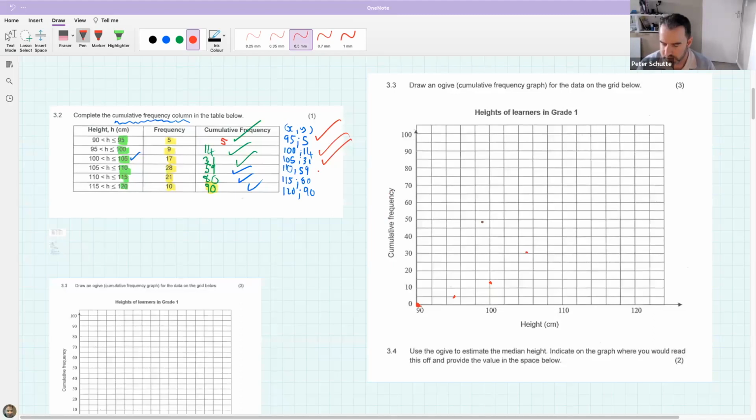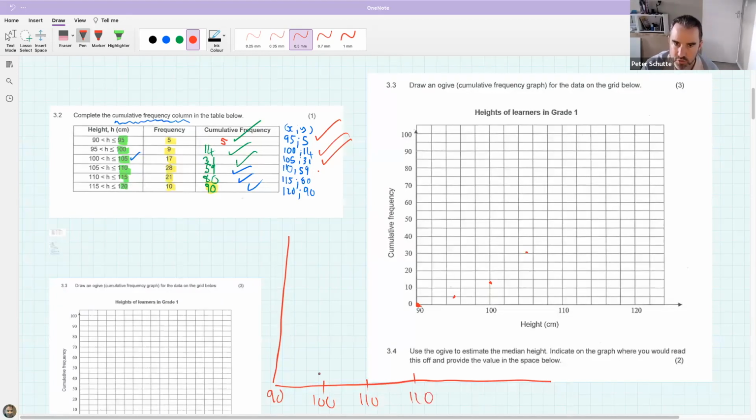But it's going to take you some time because you need to draw a set of axes like that, and then you're going to have 90, 100, 110, 120, and then you're going to have to go up like that all the way up to 100. So I'll give you some time for that.